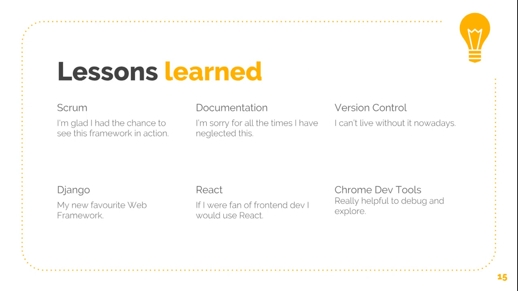Django. Simply, it's my new favorite web framework. React. I wasn't a big fan of front-end development before, and I still am not. But if I were, I would use React. Chrome DevTools. I was blind, but now I see. I thought I knew what to use this for before, but I was wrong. It was a very useful lesson to learn. It was really helpful to debug and explore the Geppetto front-end, for example.